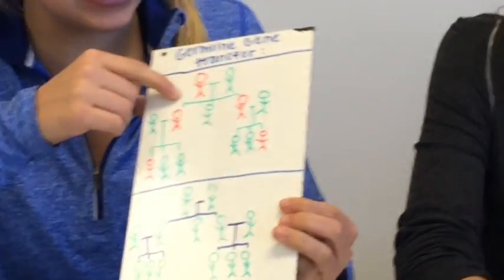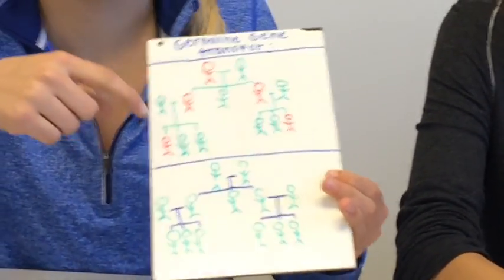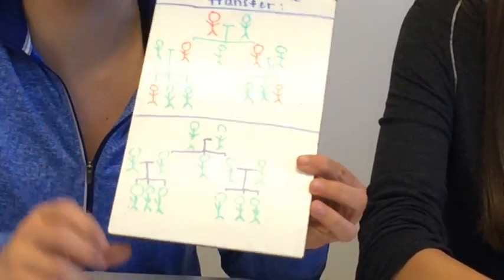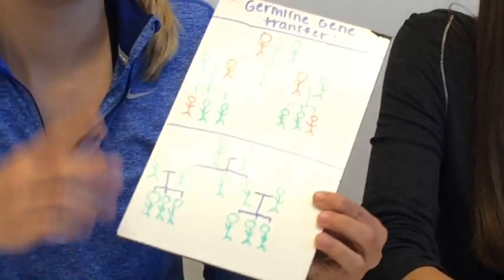And that is shown, so if the red stood for every person that had the disease, through 3 generations, 5 people could have been killed through that disease. And with the germline gene transfer, that many people would have been saved.